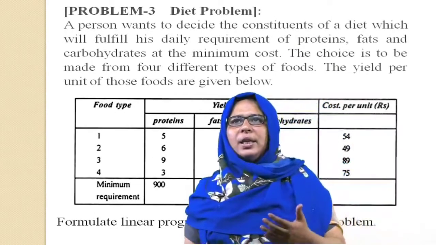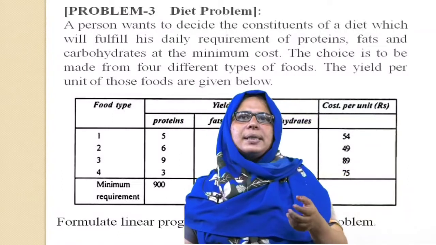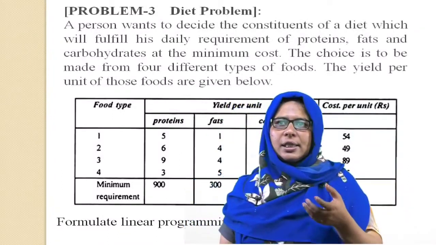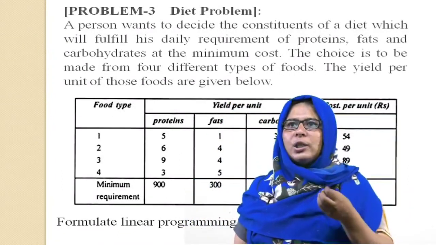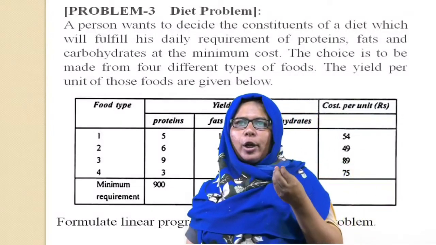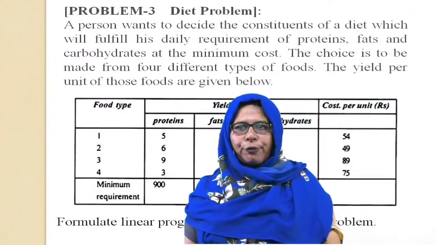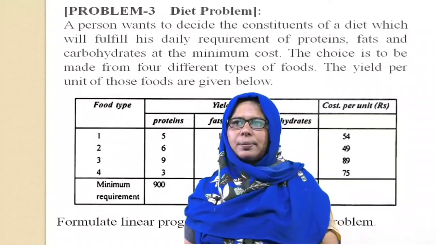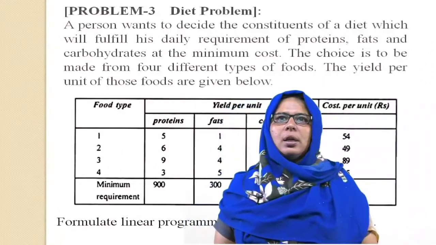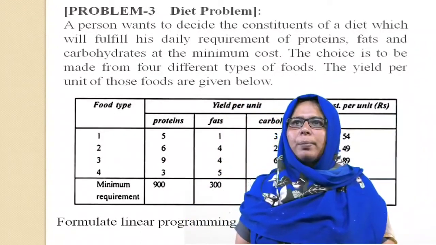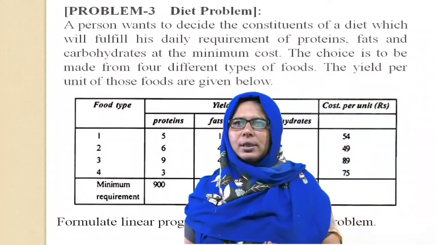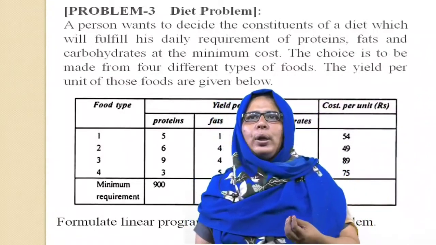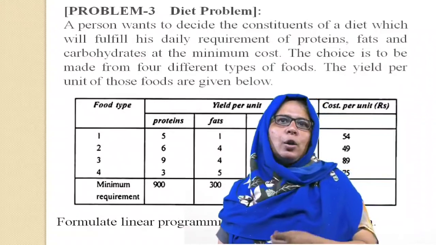Next, problem 3, diet problem. A person wants to decide the constituents of a diet which will fulfill his daily requirements of proteins, fats and carbohydrates at the minimum cost. The choice is to be made from 4 different types of foods. The yield per unit of these foods is given below.